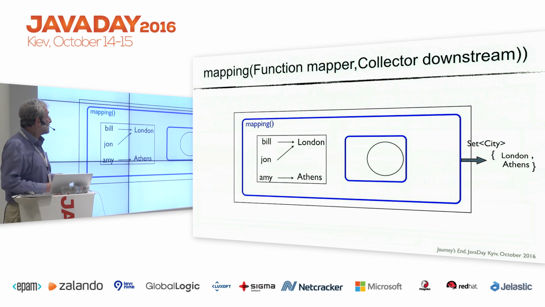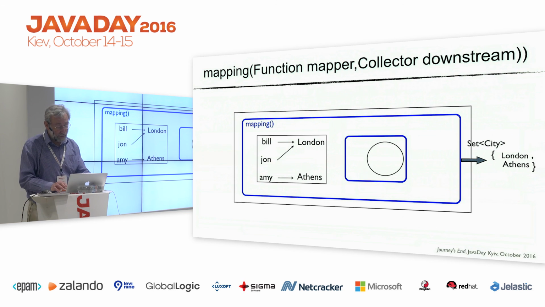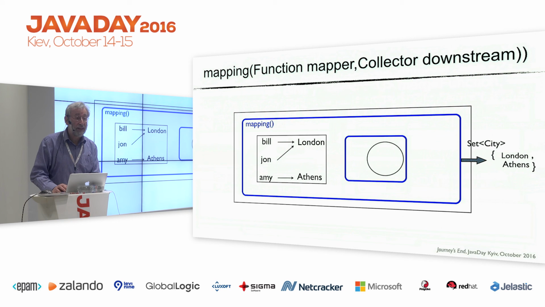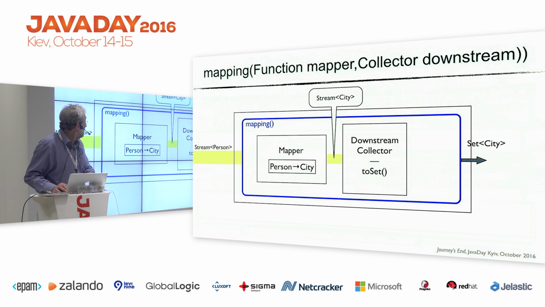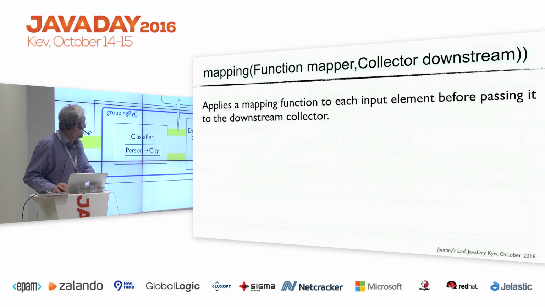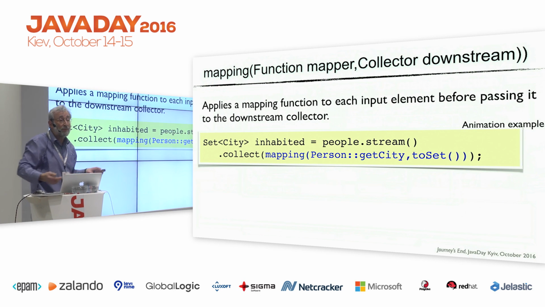But that's a kind of stupid example, because why would you do that? You might think, well, why would I do that when I could have just used the intermediate map operation on the stream before it arrived at the collector? I mean, it would obviously make sense in this example to simply say, well, I want to map each person into the city, and then I want to collect the cities into a set. That would make more sense, wouldn't it?